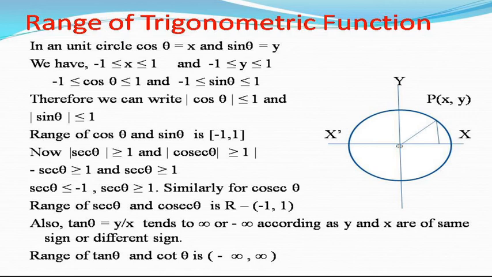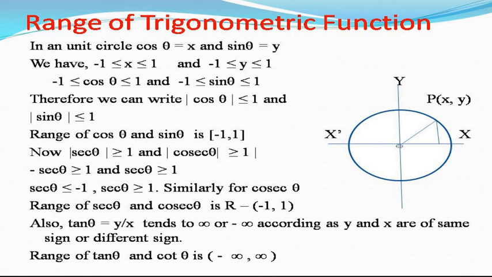So in place of x we can write here cos theta. So we have seen that cos theta lies between -1 and +1, and sin theta also lies between -1 and +1. Now if we apply the definition of modulus, from here we can say that mod of cos theta is less than or equal to 1 and mod of sin theta is also less than or equal to 1. So the value of cos theta and sin theta lies between -1 and +1, and it may be equal to 1 and also -1. Therefore the range of cos theta and sin theta is the closed interval -1 to +1.